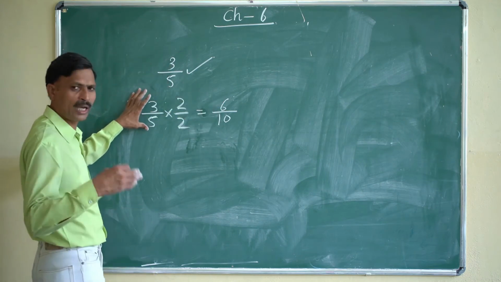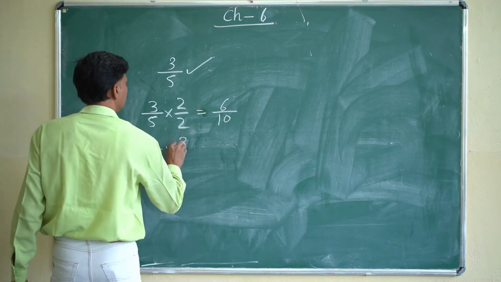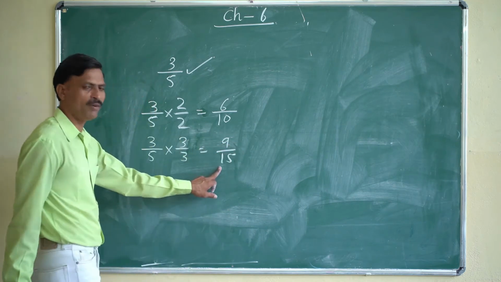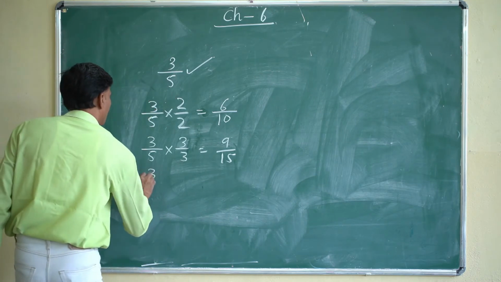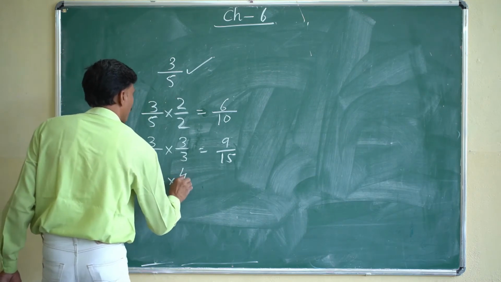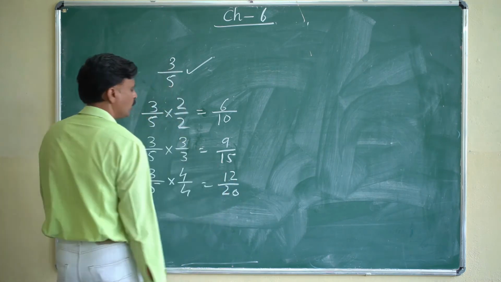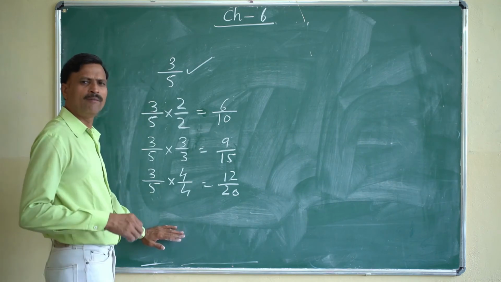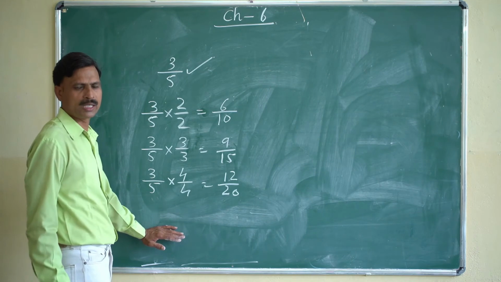For a second equivalent fraction, you can multiply by 3. So what will it come to? 9 upon 15. So 9 upon 15 is also an equivalent fraction of 3 by 5. You can multiply by 4. So what do you get? 12 upon 20. So that is also an equivalent fraction of 3 by 5. So like this you can find as many equivalent fractions as you want.